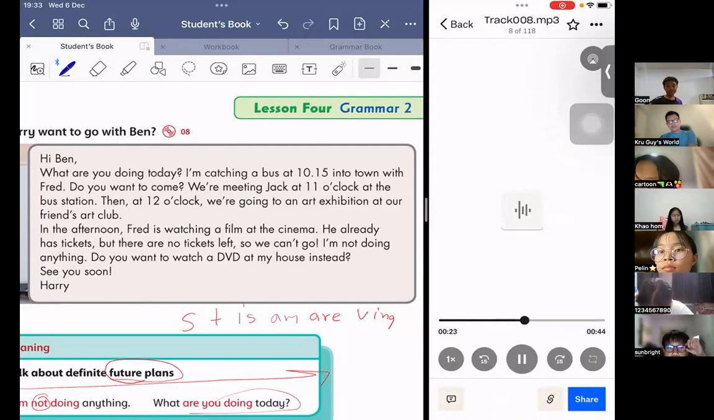Then at 12 o'clock, we're going to an art exhibition at our friend's art club. In the afternoon, Fred is watching a film at the cinema. He already has tickets, but there are no tickets left, so we can't go. I'm not doing anything. Do you want to watch a DVD at my house instead? See you soon, Harry.